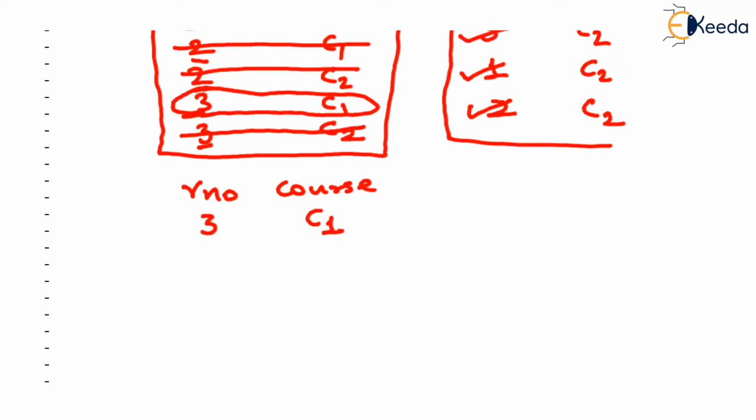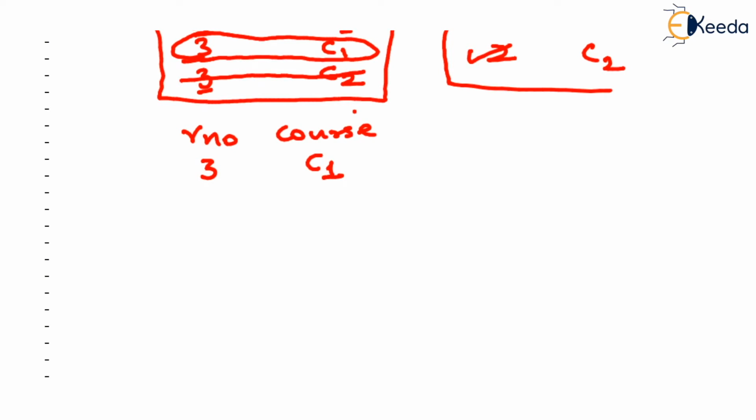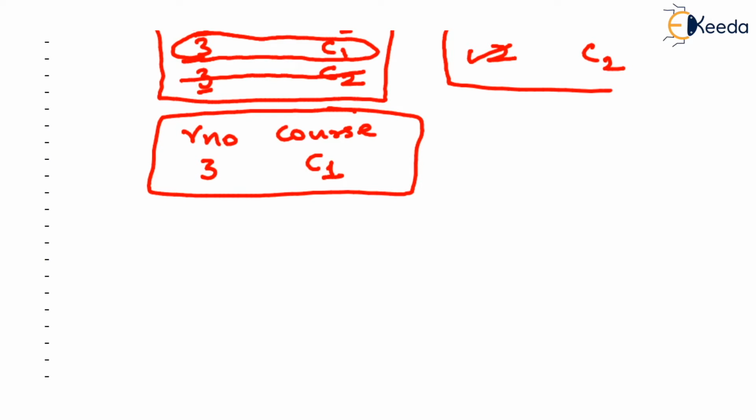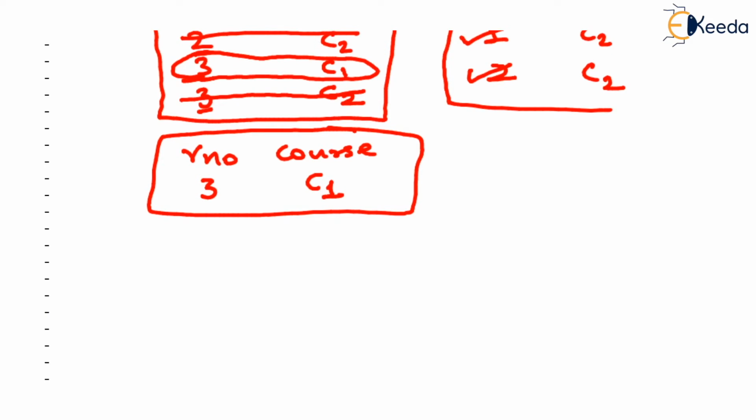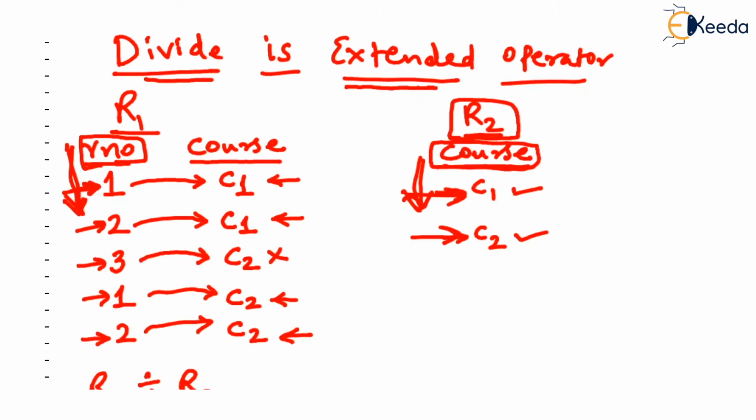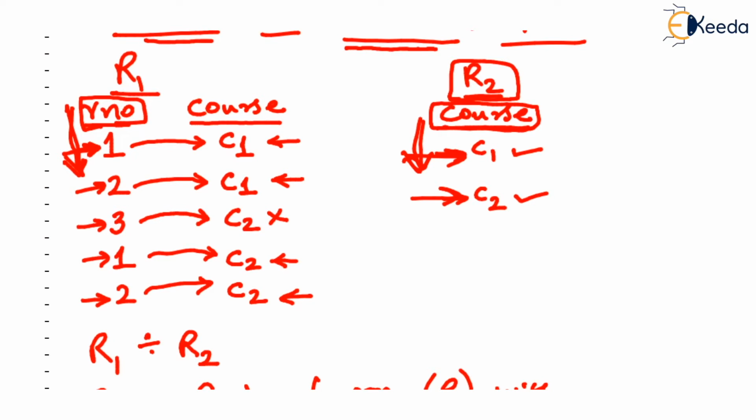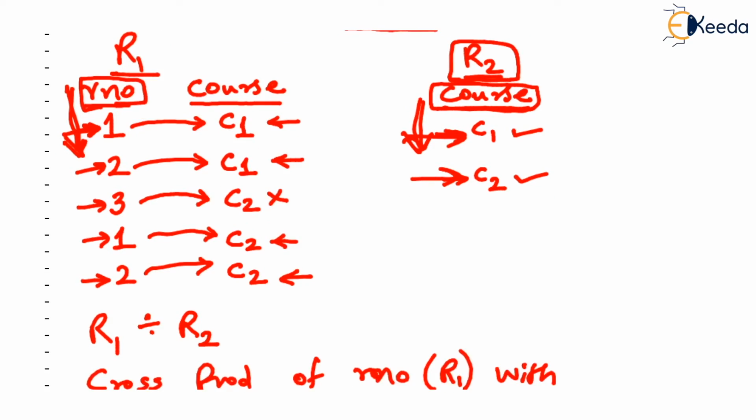Now what is this result all about? Clearly observe, this result shows that there is one student with roll number 3 who has not taken the course C1. Clearly observe. That means it will find out the students who have not taken particular courses. It means that 3 is the odd man out. 3 is such a roll number who has not taken all the courses.